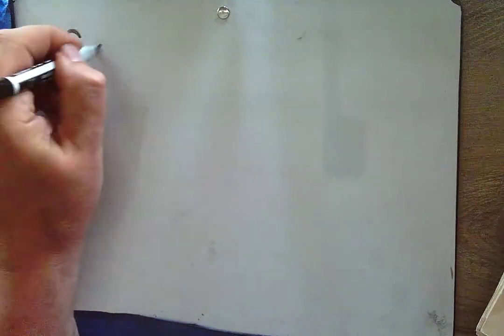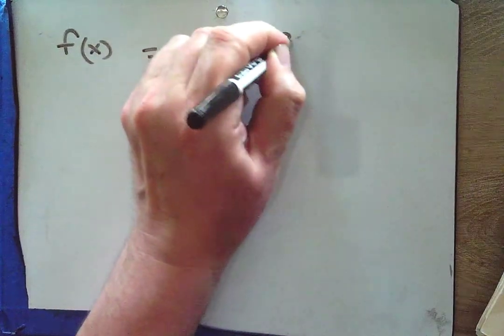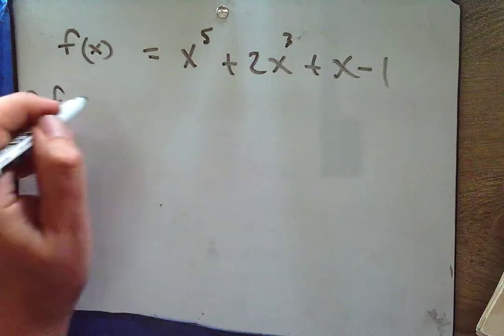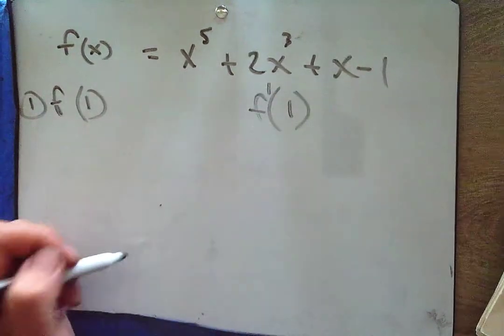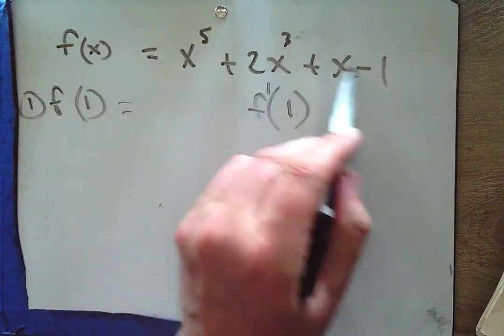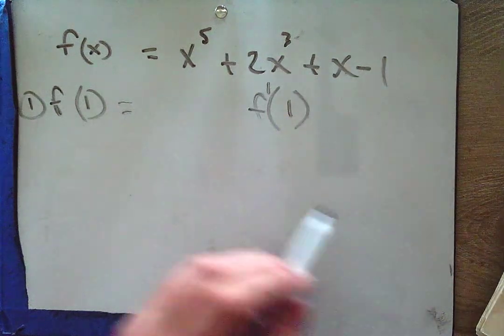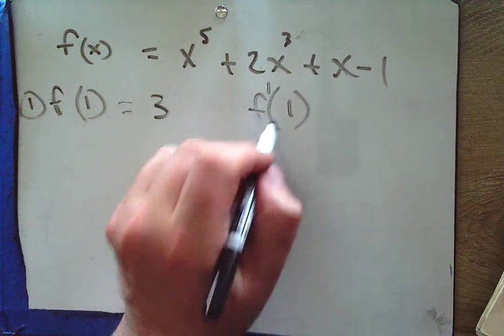Station 4. Station 4 has one function on it and 3 questions. F of x equals x to the 5th plus 2x to the 3rd plus x minus 1. Part 1 says find f of 1 and f prime of 1. Well, f of 1, we're just plugging the 1 in for all those x's. So 1 plus 2 is 3, plus 1 is 4, minus 1 is 3. Excellent. And now f prime of 1.